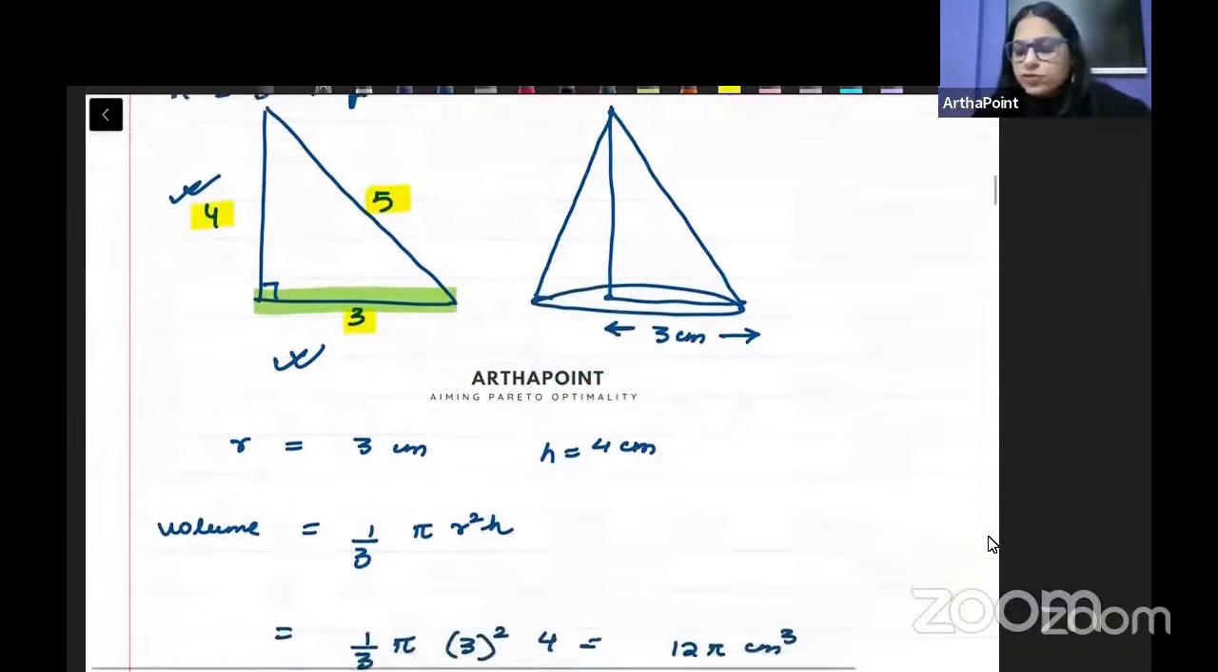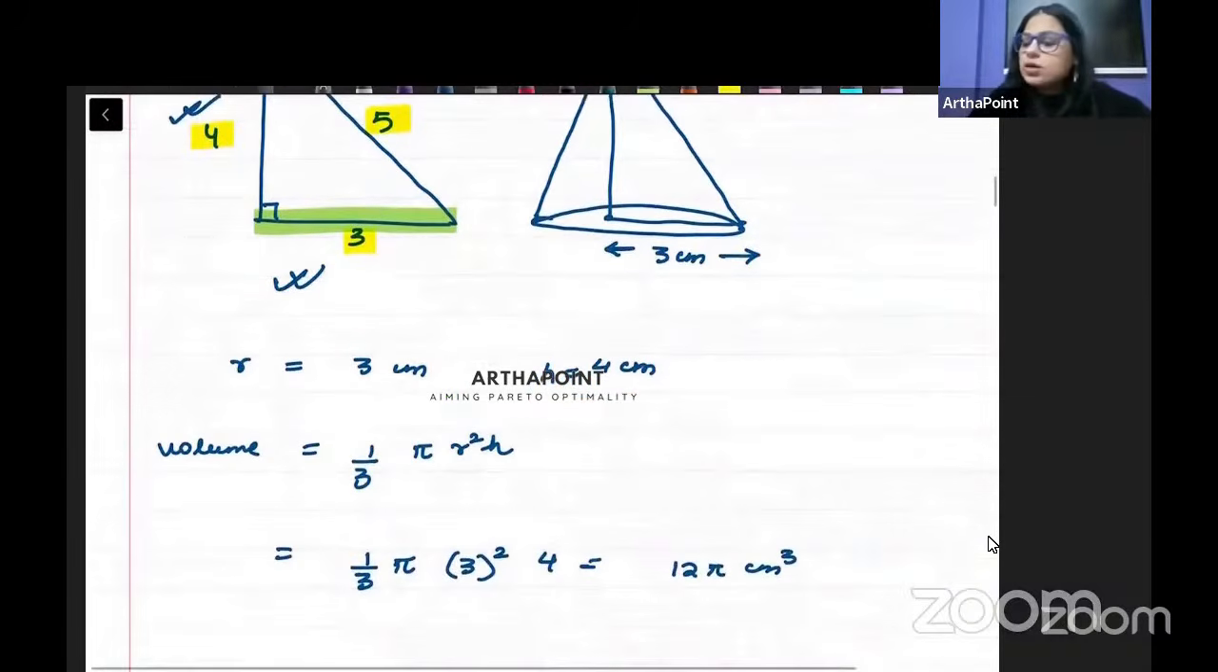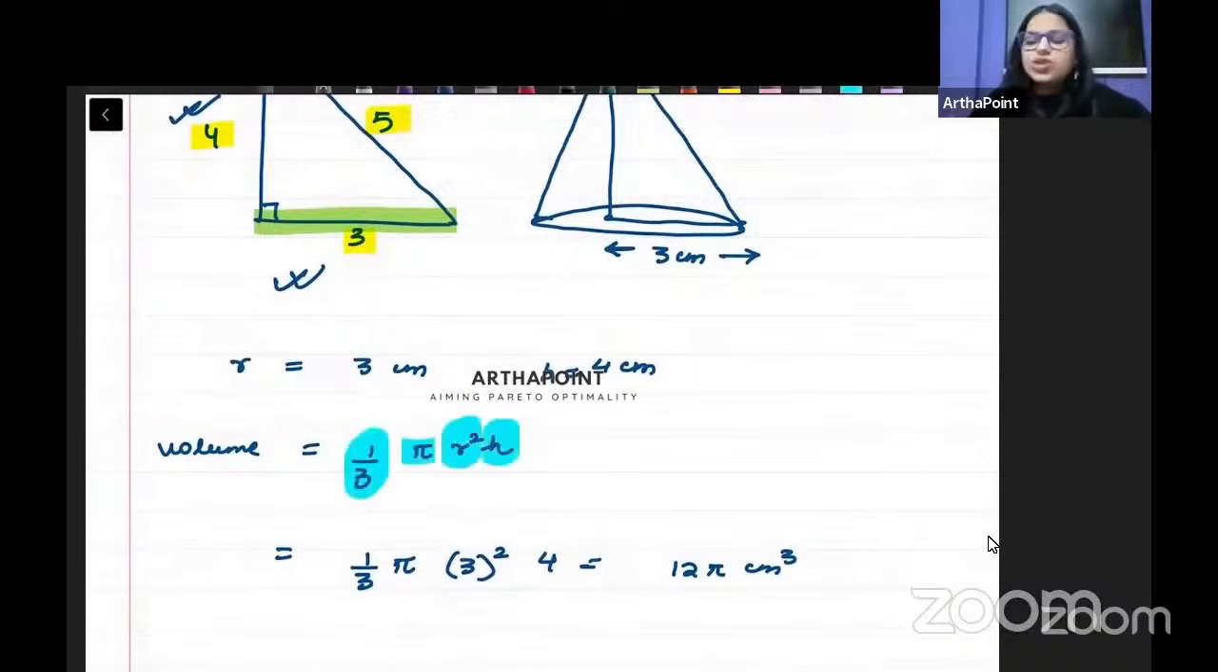Now what is the volume of the cone? We already know the formula. The volume of the cone is 1 by 3 pi r square h. R is the radius, that is 3 centimeter. H is the height, that is 4 centimeter. So if I just put 3 instead of R and 4 instead of H, I will get the answer as 12 pi. And that's the answer to this question, right?